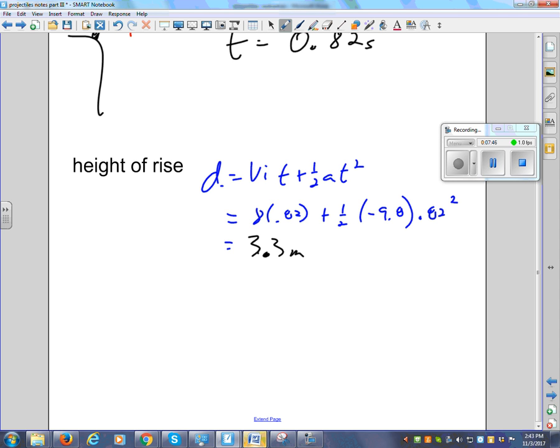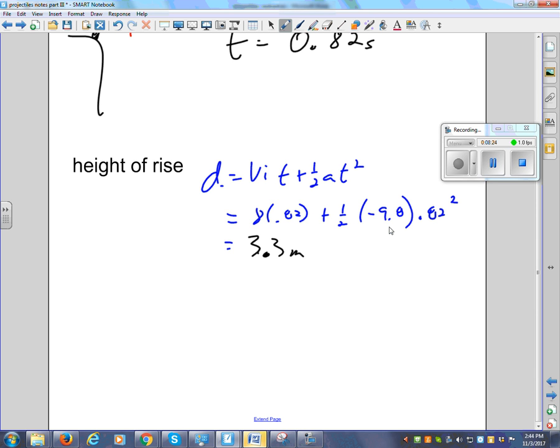Go 8 times 0.82. And then I'm looking ahead and seeing one negative, so I'm going to subtract 0.5 times 9.8 times 0.82 squared. And then you've got to hit equals. 3.3. 3.26. You put subtract because this is a negative, right? I mean, you could go plus 0.5 times negative 9.8, but it's just easier to make it a subtraction.